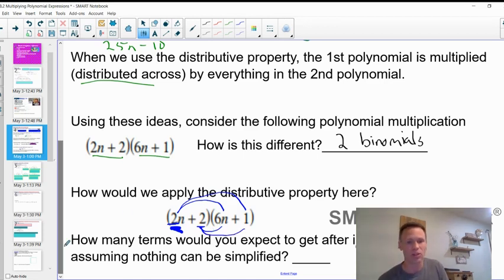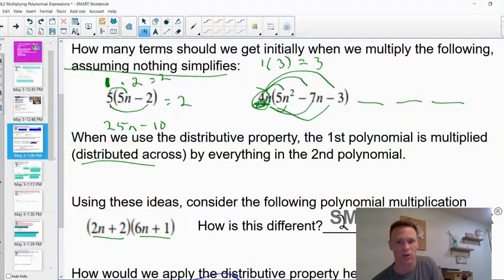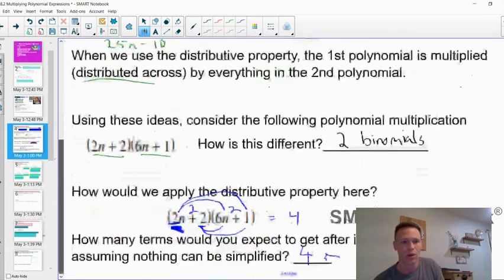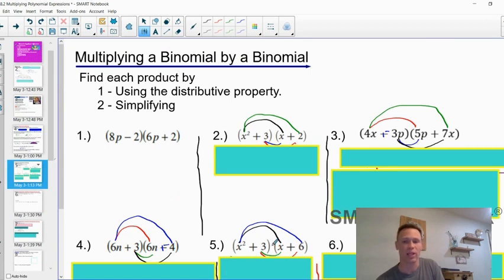Now, to answer the next question, how many terms, I'm going to hide that. How many terms would you expect to get initially when you multiply here? Well, I have 2 terms times another 2 terms, and if we did the same thing, we would expect to get 4 terms, and that's exactly the answer we will get. So when we take a binomial times a binomial, again, assuming that nothing simplifies, we will end up getting 4 terms. It's still like the distributive property, except now, instead of distributing one term across the parentheses like we were before, we're distributing 2 terms across. So let's see what this looks like in action. I got a bunch of them filled out for us.